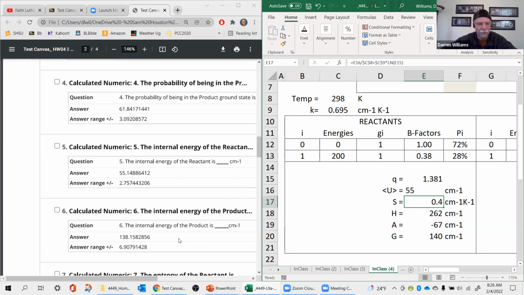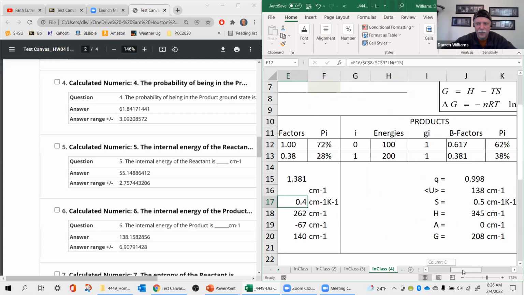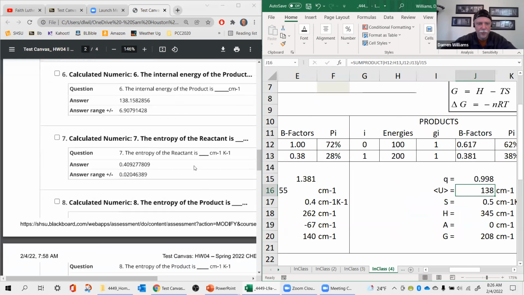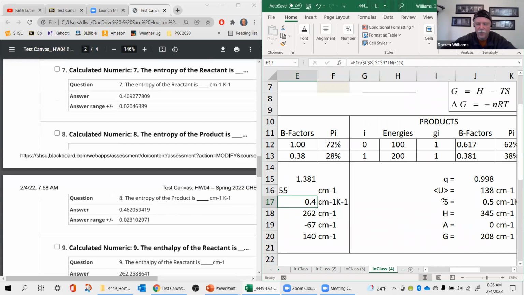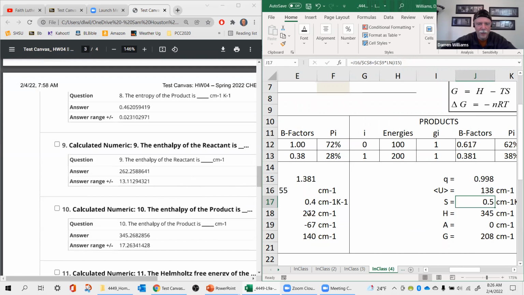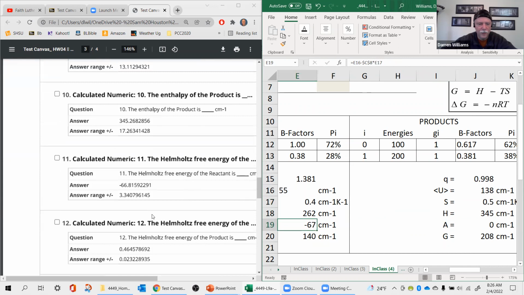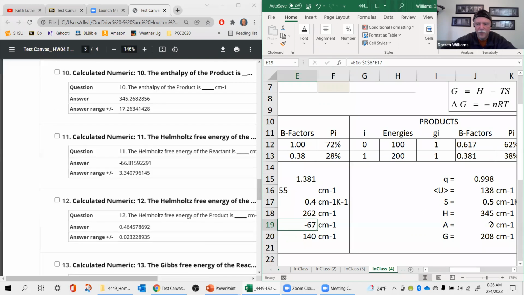And so then we calculate the internal energy of the product. So let me scoot over here. 138. Yay, we got that. Here's the entropy of the reactant, 0.4. And then here, we'll probably do the product. Yeah, 0.46, rounds up to 5 on my scale. Enthalpy of the reactant, 262. Enthalpy of the product, 345. The Helmholtz, negative 67. Okay, Helmholtz over here is rounded to 0.